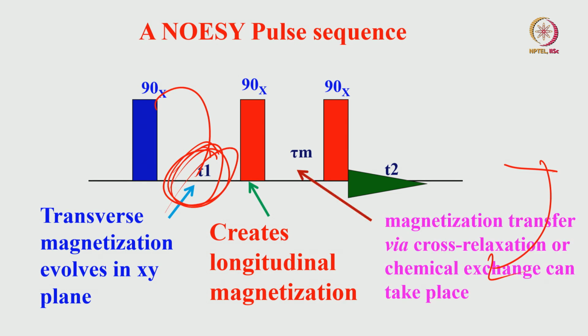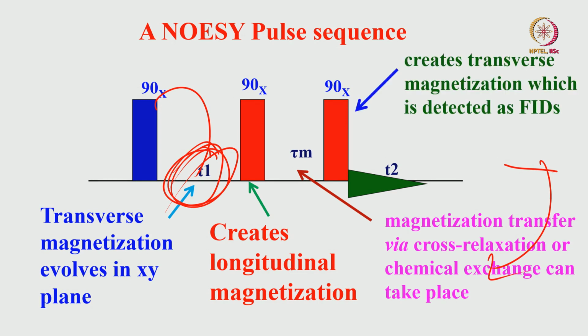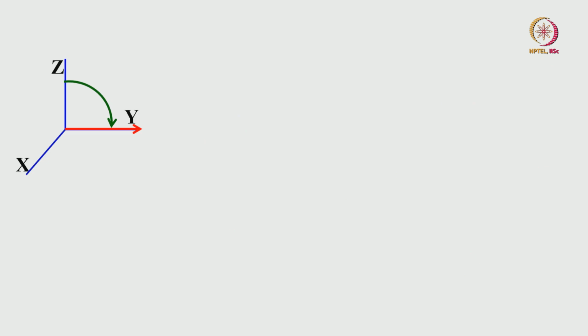And then magnetization transfer allows them to mix in a mixing period. There is magnetization transfer by cross relaxation, chemical exchange, whatever it is, that can take place. Apply a last pulse, which creates transverse magnetization, and the FID is detected. This is a simple way. And the magnetization transfer for 2 spins A and X that are close in space, how does it happen? Like this.